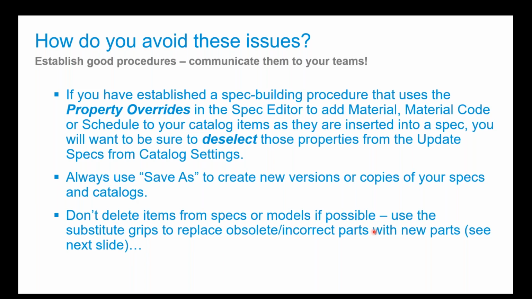obsolete or incorrect parts. Say, for example, you have changed a valve's properties and graphics, and you have updated the spec. Now you want to change it in the model. Do not just delete it on the model and try to paste a new one. Right click on the model, go for the substitute, and change the spec to the appropriate update that has been made in the spec to the model where you have placed this new part.